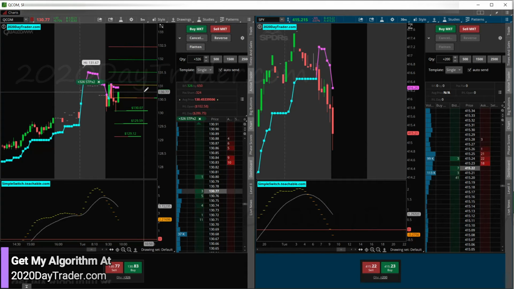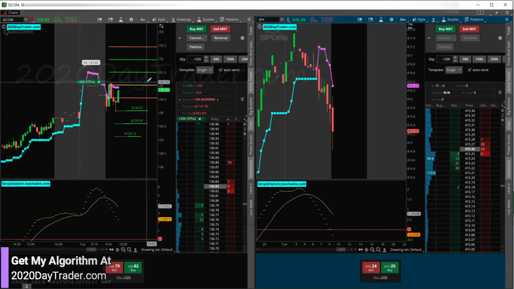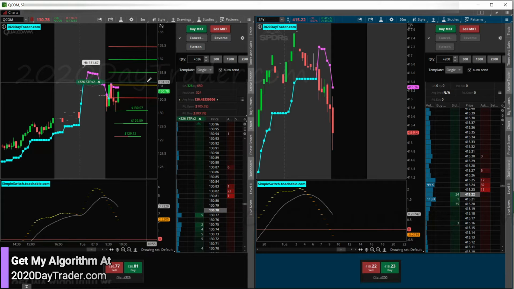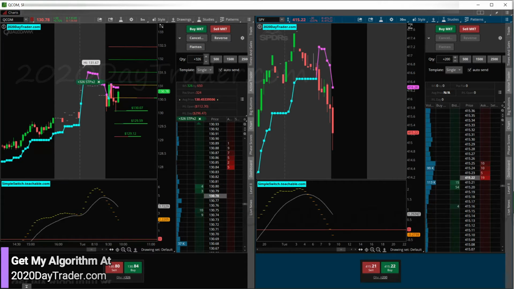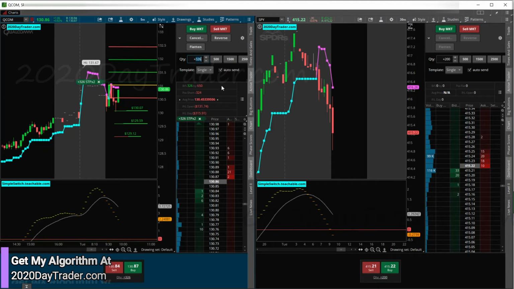So looking at this right now, we're at 130.77 and 131. So we got about 40 or 50 cents. It's about 50 bucks. I'm going to try to add another 100 shares to this. Actually, as it's pulling all the way back up here, maybe I'll add 200 shares.